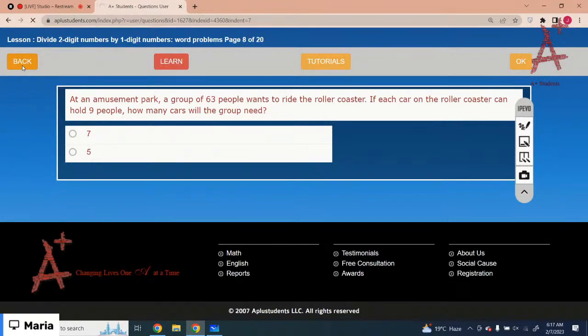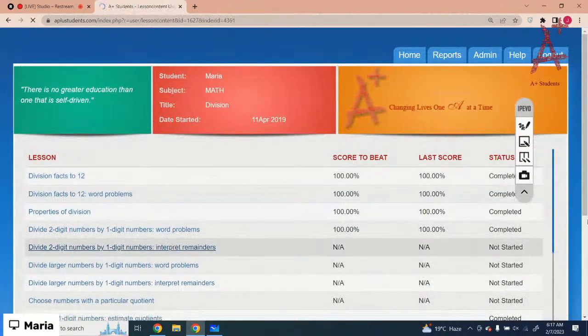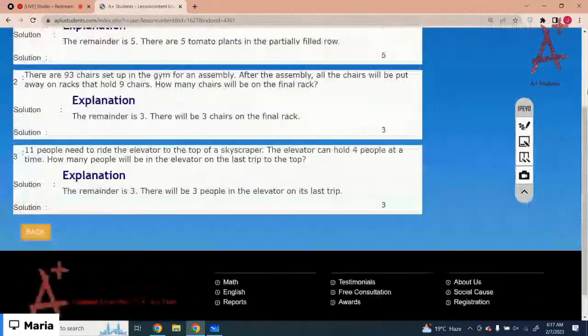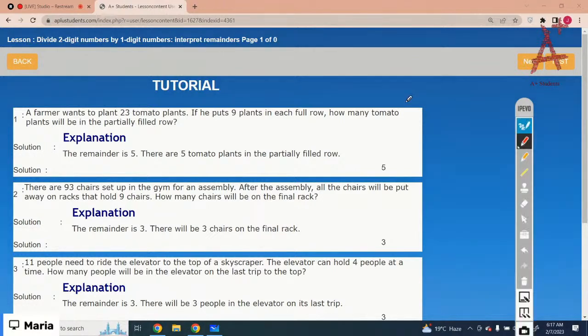And the next lesson is divide two-digit number by one-digit number, interpret remainders. So let's just start with the first lesson. A farmer wants to plant 23 tomato plants. If he puts 9 plants in each full row, how many tomato plants will be in the partially filled row? So you have to divide 23 by 9. Got it? So let's just divide.